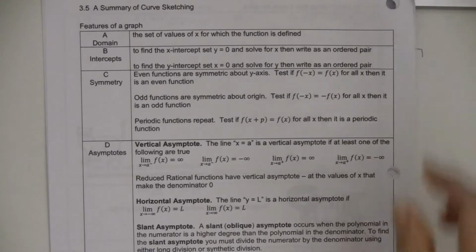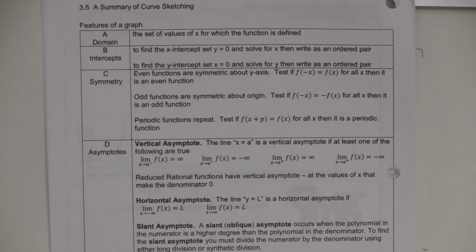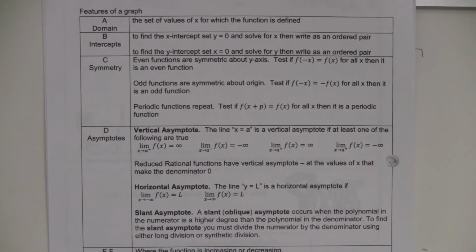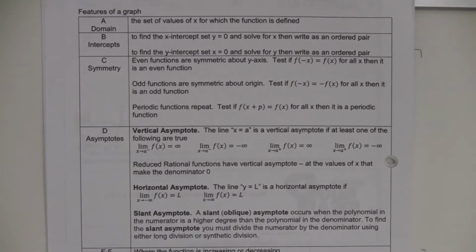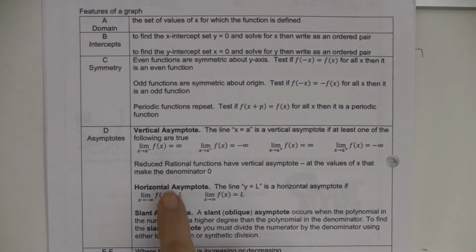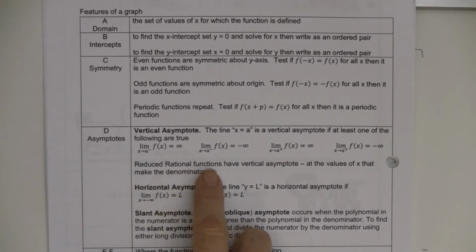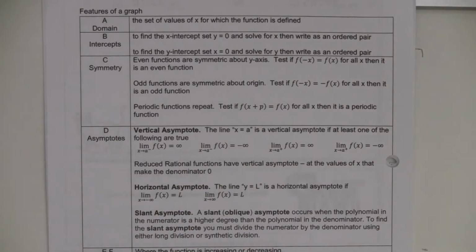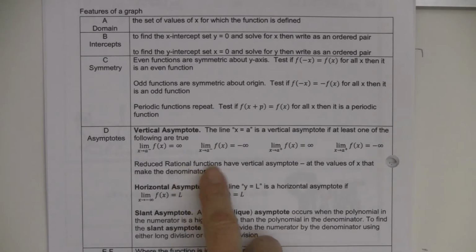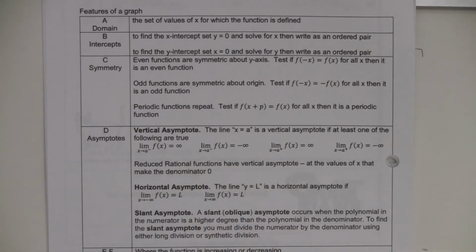Then we spent some time looking at the asymptotes and how to find them. You have a vertical asymptote if you have a rational function, which means it has a numerator and a denominator. A lot of people are asking me, when do you know it's going to have a vertical asymptote? Well, it has to have a denominator, and it's when that reduced fraction's denominator is equal to 0. Reduced means it doesn't have any common factors with the numerator. Then that's a vertical asymptote.